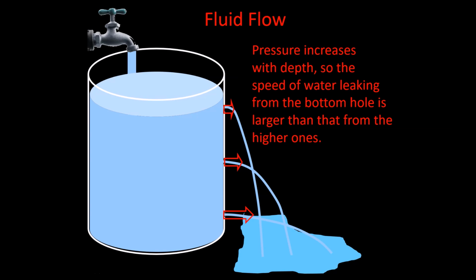We really want to quantify this effect, but why is this happening? Well, pressure will increase with depth. So the speed of the water leaking from the holes is larger for the lower ones than it is for the higher ones. So the pressure here is greater. That means that the water will be ejected with more force at the bottom than it is at the top.